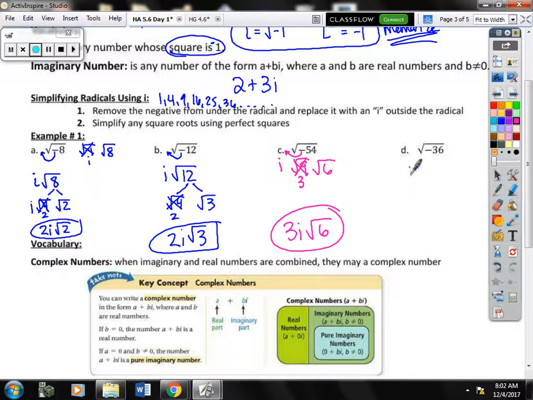6i. Very good. This one is a perfect square, so it just becomes, yes, you could break it down into 9 and 4, but both of those are perfect squares. So if it's a perfect square, just take it, and the answer is just 6i. No square roots left.